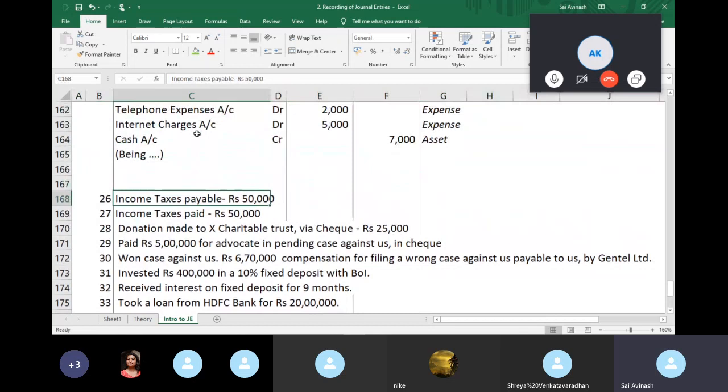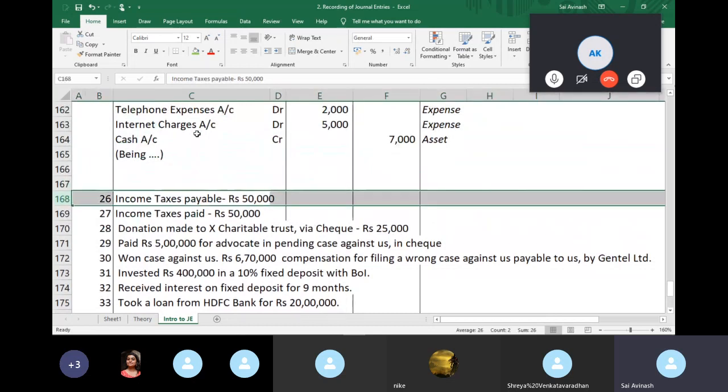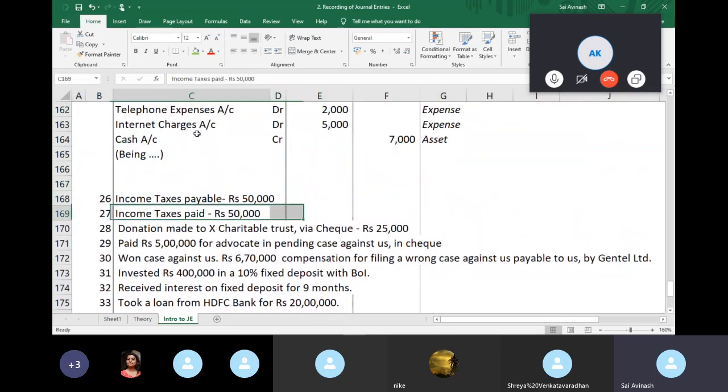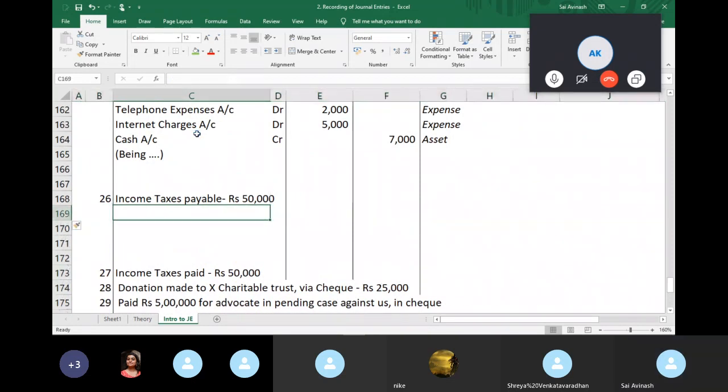This is the next transaction, right? Income taxes payable 50,000. Now, there are two things we have to figure out. First, what are the accounts involved? I know that income tax is an expense, right? A tax is an expense. I'm incurring it in order to do my business.